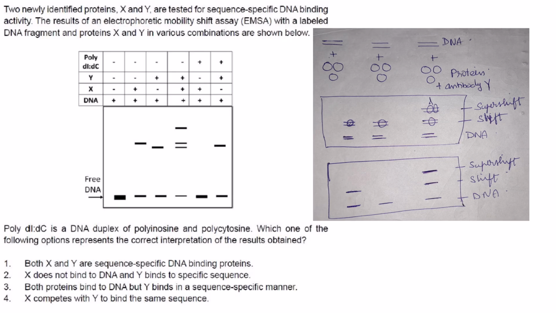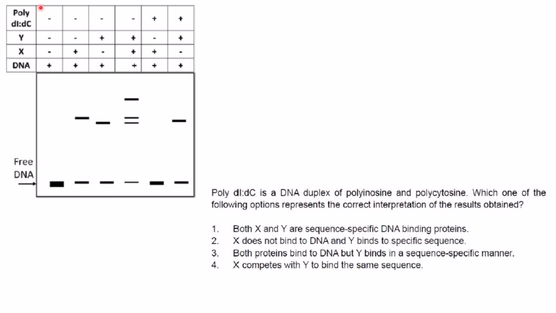Now come to the question. If you see the first lane, non-specific competitor, X and Y are not added, only DNA is added. So this is your free DNA, not bound to any proteins. Free labeled target DNA. Then you add X, but you don't add non-specific competitor, and you got a band here. Then you add Y, without non-specific competitor, and you got a band here. Now you add both X and Y to DNA without non-specific competitor, and you get two bands as well as a super shift. Now why did you get this super shift?